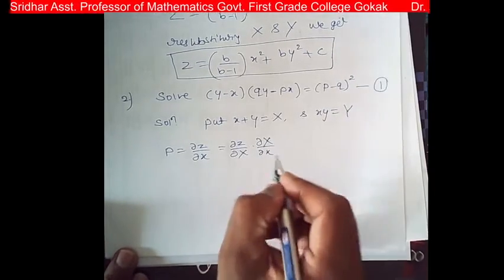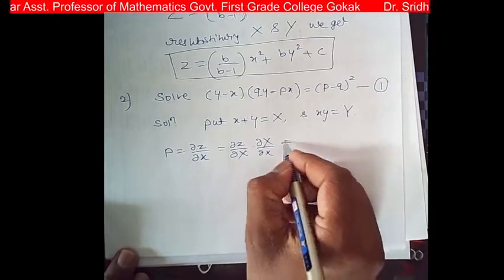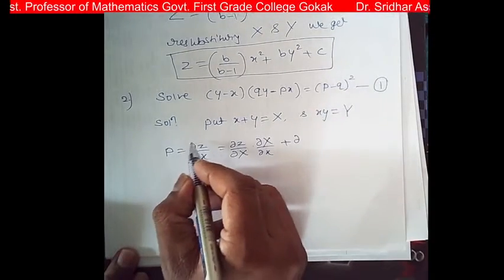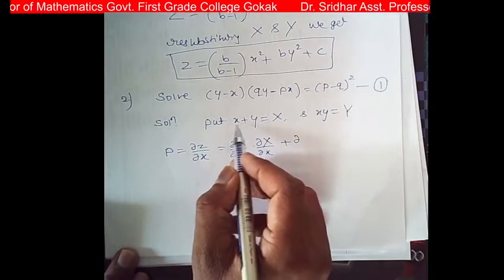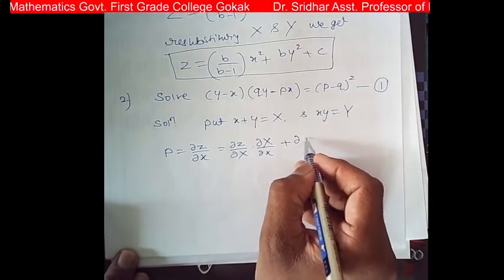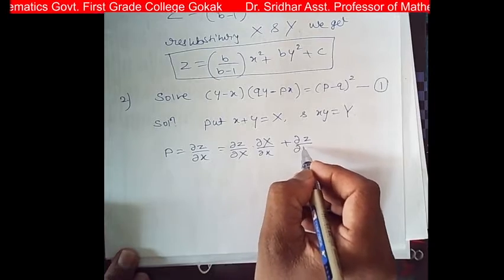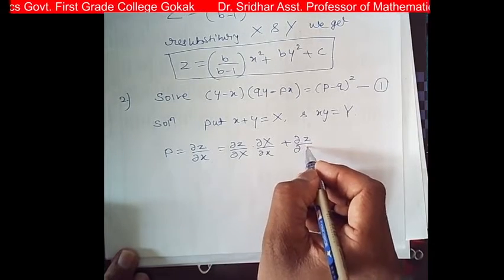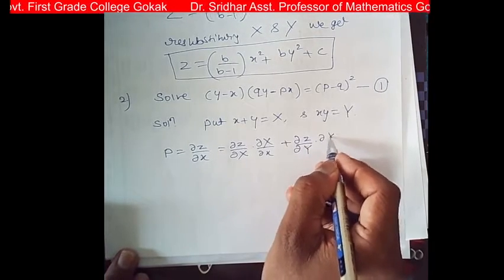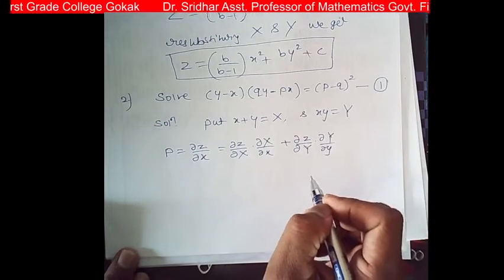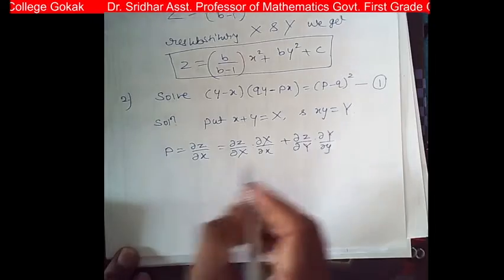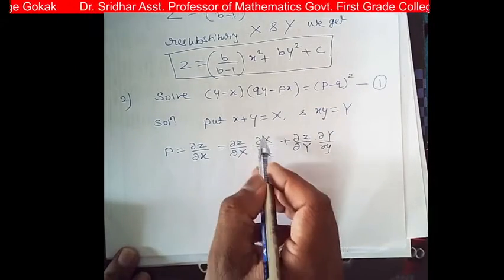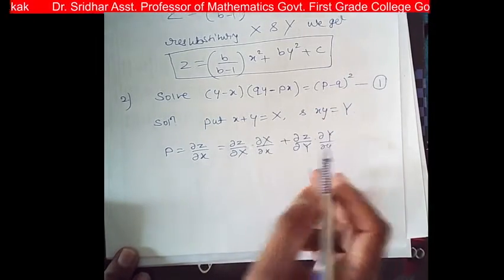then plus, and again this capital X is also a function of y. Two values are existing, that is x and y. So therefore we use two terms: ∂z/∂X into ∂X/∂x, plus ∂z/∂Y into ∂Y/∂y. Right? So in this we find this value and we find this value by using this.